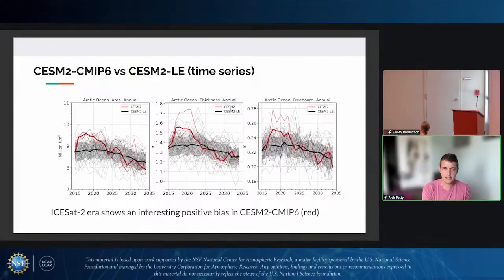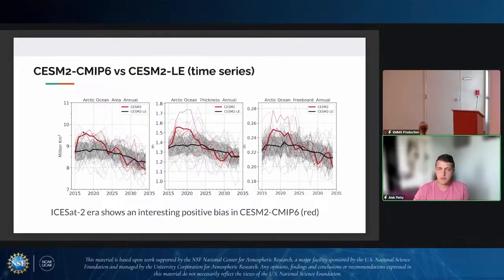It's interesting that the CESM2 CMIP6 runs in this ICESat-2 era, the 3 members, all show very high sea ice. Again, it seems to be just driven by internal variability, but that was interesting to note. So we've done a little bit of work trying to explore that.